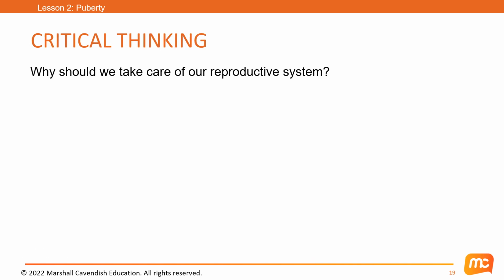Now let's think. Why should we take care of our reproductive system? We have to take care of our reproductive system because many changes happen as we go through puberty. It is very important to keep our reproductive system healthy. What are some good hygiene habits we should practice during puberty? Yes, good. For example, we should wash our private parts daily to reduce the risk of infection.